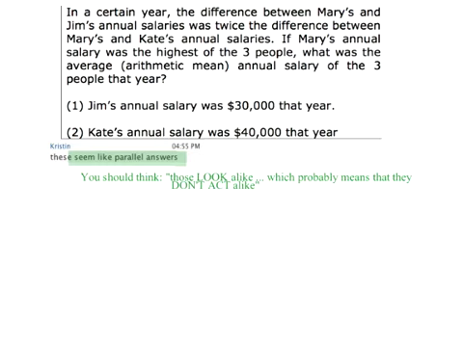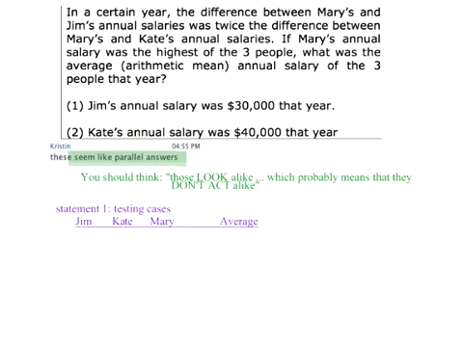So, if Mary's annual salary was the highest, what was the average, the arithmetic mean? Let's take a look at statement 1 here, and let's test cases. You don't have to test cases, but again, I want to shove testing cases reasonably far down your throats. So let's test cases. Jim's salary was 30. We don't really need the thousands, we can just write 30. So Jim, Kate, and then Mary was the top one.